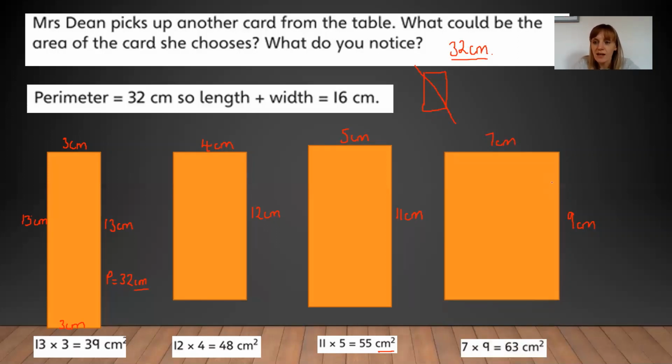So what have we done here? Well, we've managed to create cards, all of which have the same perimeter. If we were to add up all the outside edges of those, they would all add up to 32. But they've all got different areas. So if we were to see them in a card shop, they'd all look like different sizes because the actual area they cover is different.